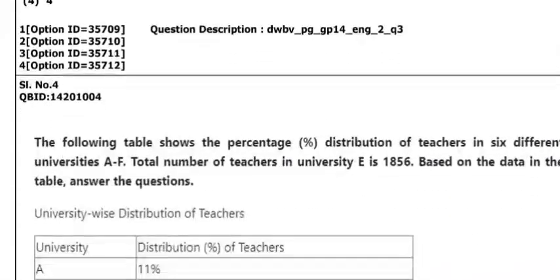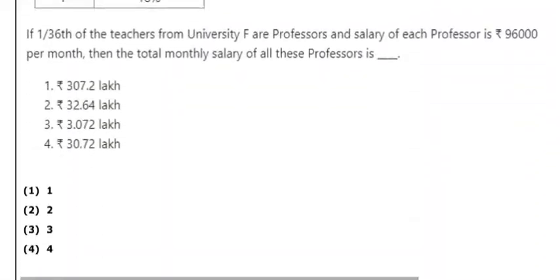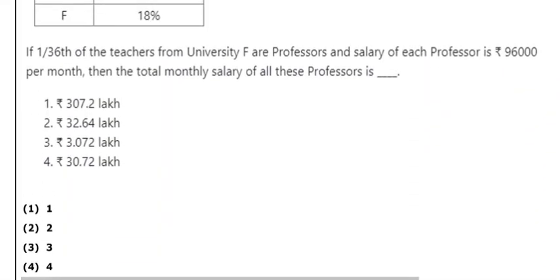Then the next question is number 4. It says, if 136 of the teachers from University F are professors and the salary of each professor is 96,000 per month, then the total monthly salary of all these professors is what? 3.307.2 lakh, 32.64 lakh, 3.072 lakh, 30.72 lakh. Okay, it will be 30.72 lakh.